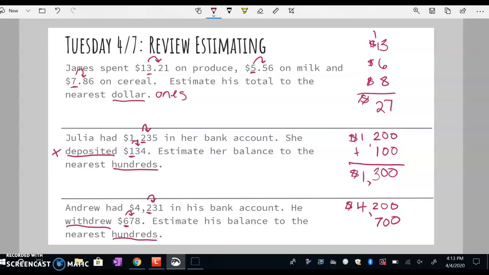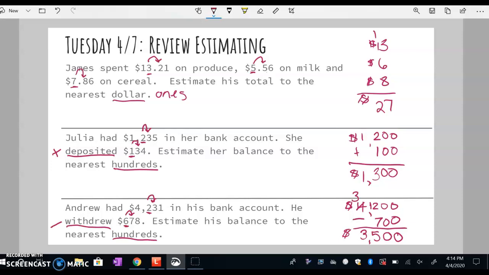And then I have to say, well, what does withdrew mean? And withdrew means to take away money. So took money out of it. So 0 minus 0 is 0. 0 minus 0 is 0. And in this case, we can't do 2 minus 7, so we're going to borrow some from this column. Cross that off, make it a 3. Make this a 12. So then 12 minus 7 is 5. And 3 minus 7 is 3. About 3,500.